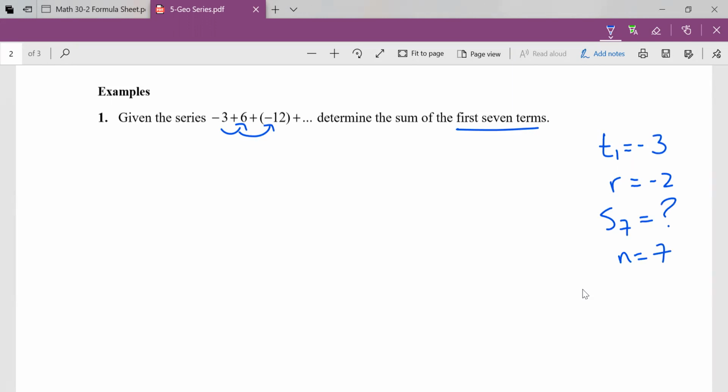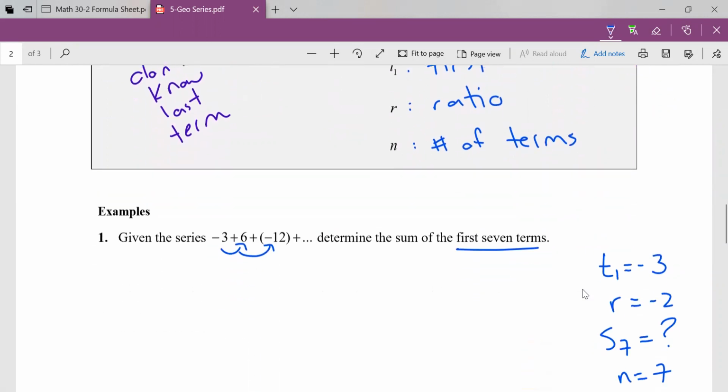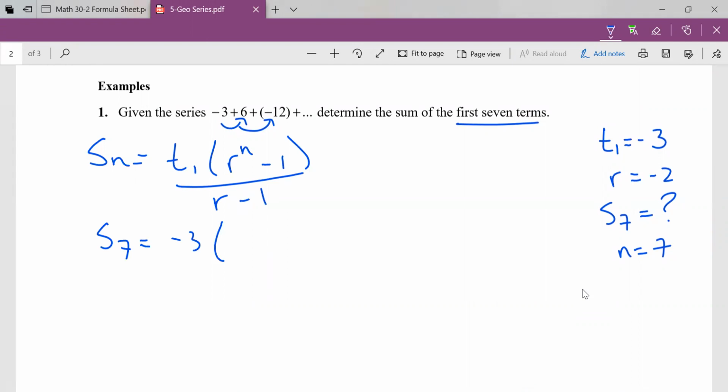So then I say to myself, well, which formula am I going to use? So I'll scroll back up here. Well, I don't know the value of the last term, so I'm going to use the first formula. Again, make your math teacher happy. Always write down your formula or your general term that you're going to use. Always do that, pretty please. And then now we just sub in our values. And that's what I like about this unit is once we've kind of figured out which formula we're going to use, you just sub in your numbers, right?